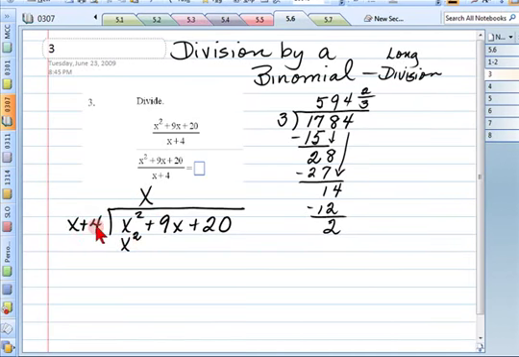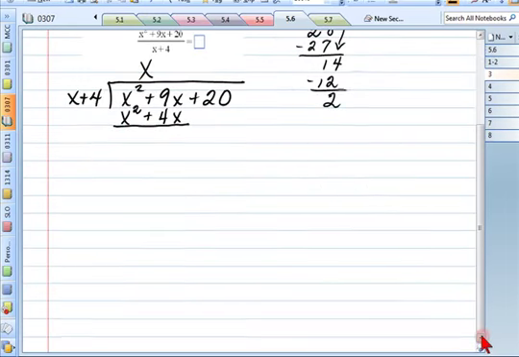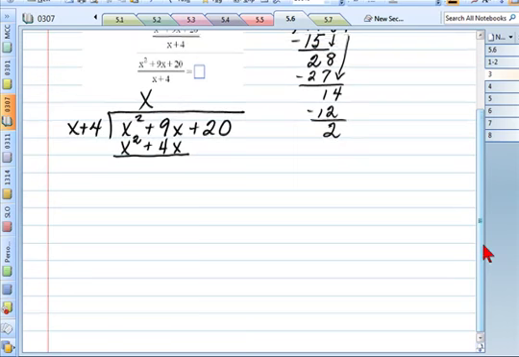X times positive 4 is positive 4x. All right, I'll pause for just a second. Does everybody see that I used the distributive property to get that? So now what am I supposed to do next in a division problem? Subtract. Do you remember yesterday when we did subtraction of polynomials, what we did was we changed the sign on the second one? We went through it, I did it in red, and we changed the sign.